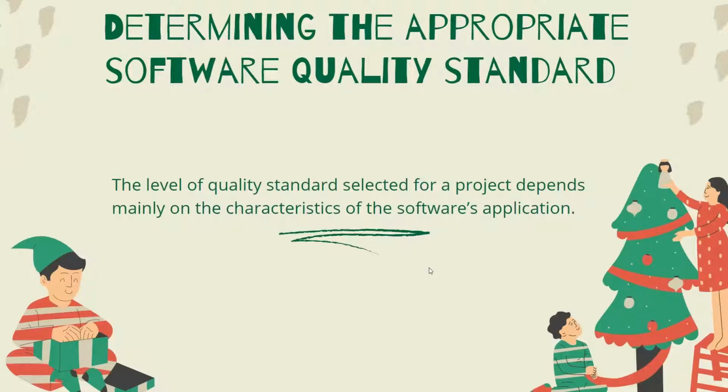The level of quality standard selected for a project depends mainly on the characteristics of the software's application. Example number one, a software package for a hospital patient bed monitor requires the highest software quality standard considering the possibly severe consequences of software failure.